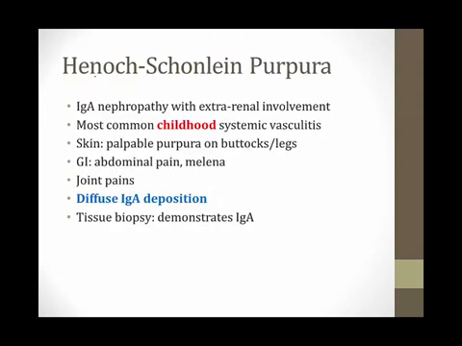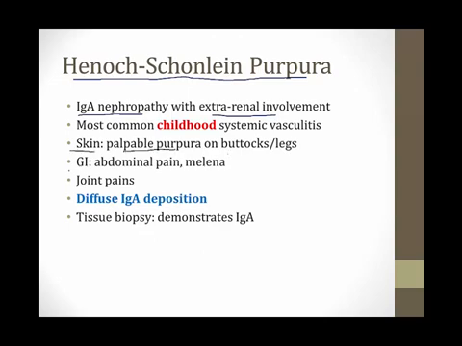In the vasculitis video in the immunology section, I talk about a disorder called Henoch-Schönlein purpura. You should be aware that this disorder is IgA nephropathy plus extrarenal involvement. HSP is the most common childhood systemic vasculitis. It presents with IgA nephropathy plus extrarenal involvement. So for example, children with HSP often have involvement of the skin. They have palpable purpura on their buttocks and legs.